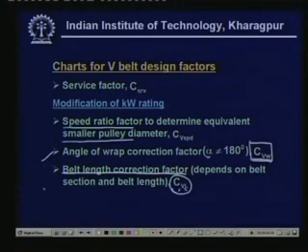So once you find out the power rating of a belt, the correction factors that have to be incorporated are basically these two.